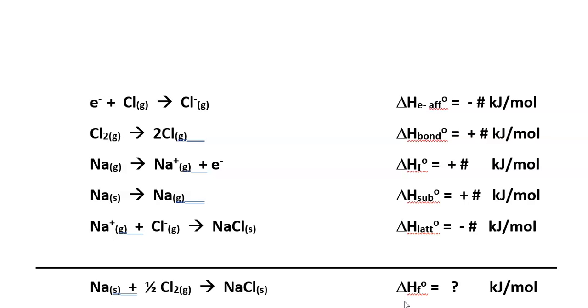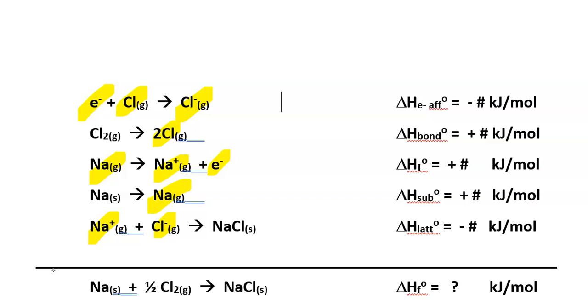If you look at it, first of all, in terms of canceling, the chloride and the chloride will cancel. One's on the right, one's on the left. The chlorine and the chlorine will cancel. One's on the left, one's on the right. The electrons will cancel out. The sodium ion will cancel out. The gaseous sodium will cancel out.